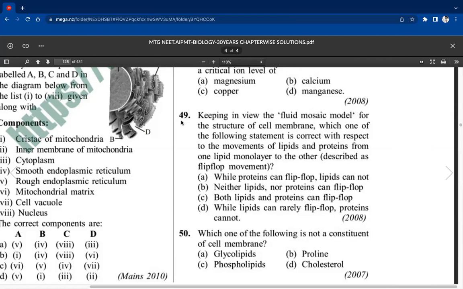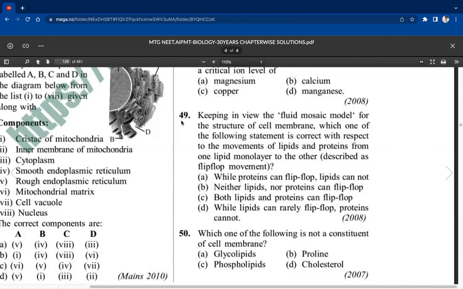So fluid mosaic model. Okay, first you tell me the answer. What do you think is the answer? Remember what was fluid mosaic? Don't get confused by flip-flop, tiptoe, touchdown, jump up, all these terms. Just stick to your concepts. B. Okay, and Aisha, what do you think? Option A, I guess.